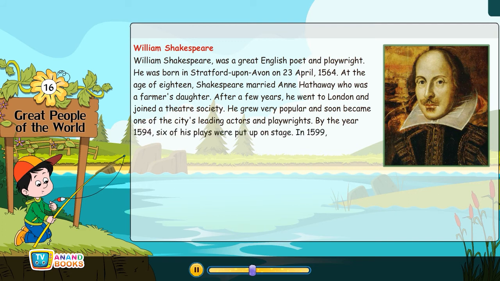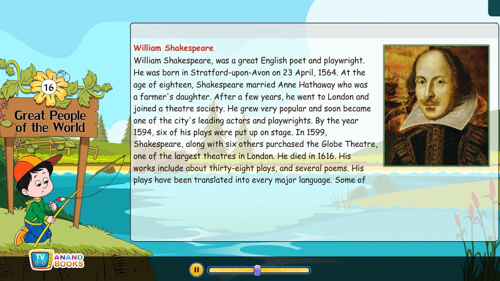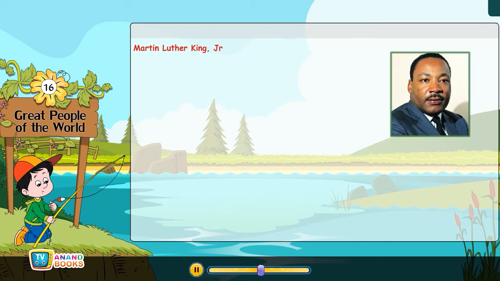By the year 1594, six of his plays were put up on stage. In 1599, Shakespeare, along with six others, purchased the Globe Theatre, one of the largest theatres in London. He died in 1616. His works include about 38 plays and several poems. His plays have been translated into every major language. Some of his plays include A Midsummer Night's Dream, Comedy of Errors, Twelfth Night, As You Like It, and The Merchant of Venice.